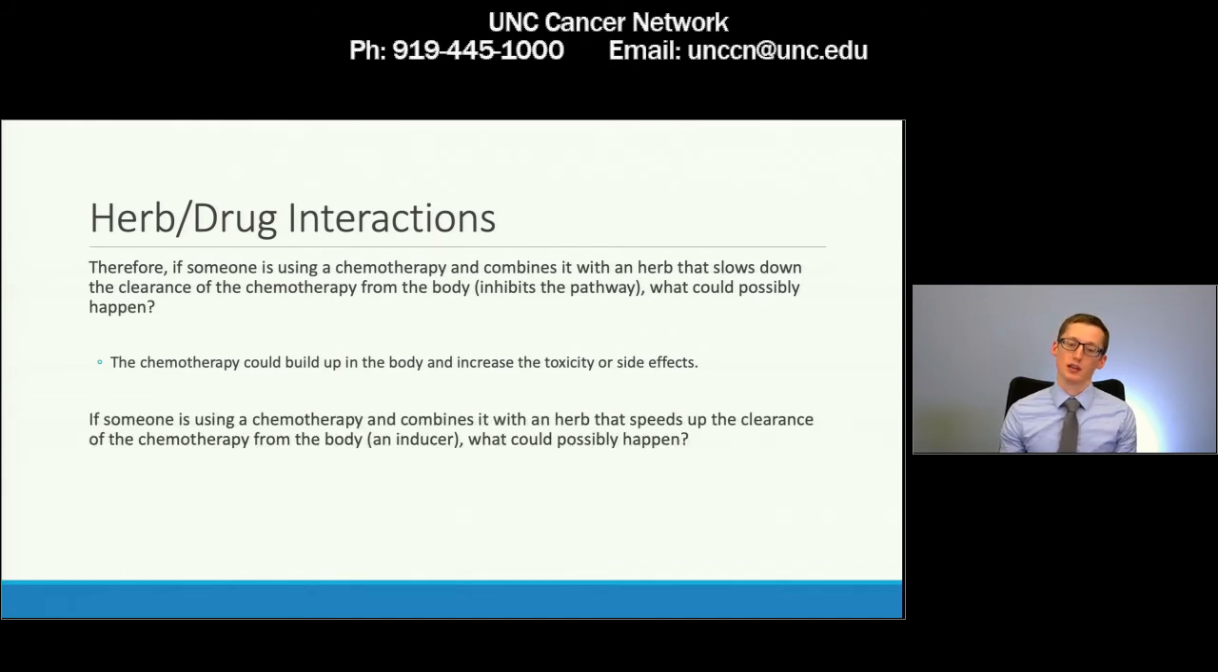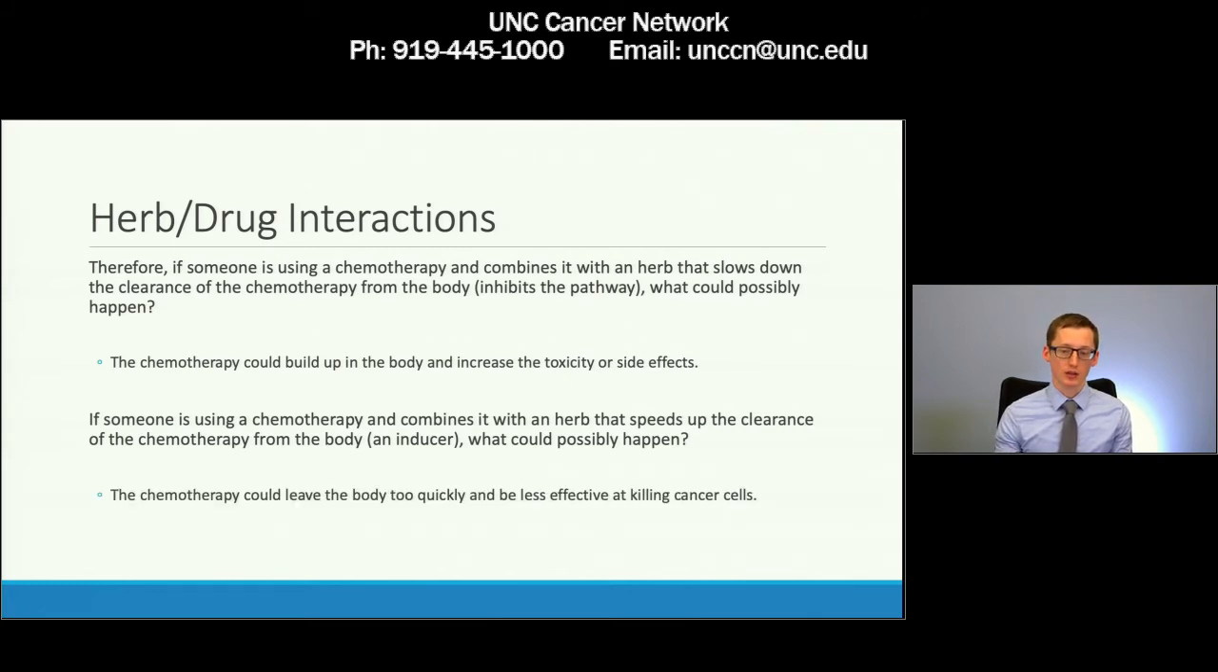Let's think about it the other way. If someone is using a chemotherapy and then they combine it with an herb that speeds up the clearance of the chemotherapy from the body, which is known as an inducer of the pathway, what could possibly happen? Well, the chemotherapy could leave the body too quickly and then be less effective at killing cancer cells. It could be out of the body quicker than expected, quicker than maybe they've seen in research studies, and then you might have a less effective medication. Of course, we wouldn't want that.